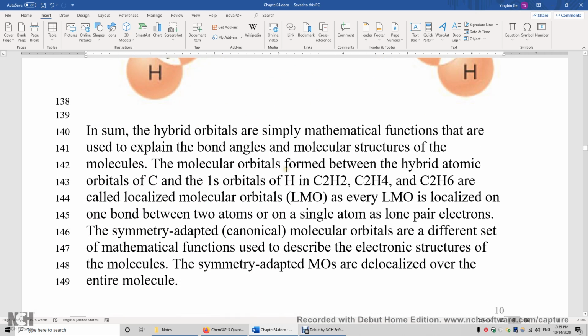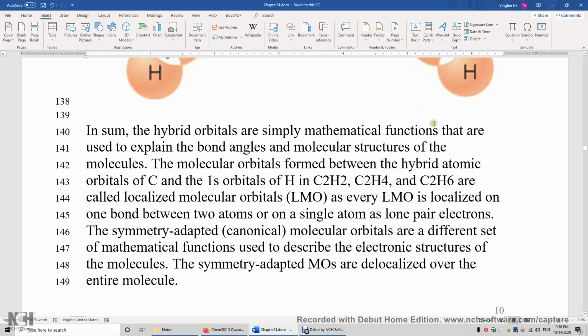So in summary, the hybrid orbitals are simply mathematical functions that are used to explain the bond angles and the molecular structures of the molecules. Now we know in this ethane molecule, the bond angle is 109.5 degrees because of the tetrahedral structure of the 4 sp3 hybrid orbitals. In ethene, the bond angle is 120. That's the angle between the sp2 orbitals. And when you have an sp orbital, the bond angle is 180 degrees.